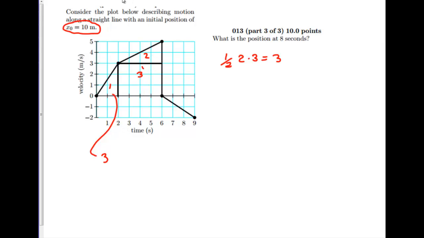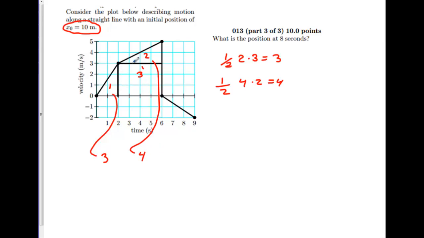Now let's do number 2. We'll do the same equation, 1/2 times the base, and we'll count the base. 1, 2, 3, 4. Make sure everything's going by intervals of 1, which it is. So we have a base of 4. We have a height of 2, 1, 2. And that gives a value of 4. So we know this area right here is 4.